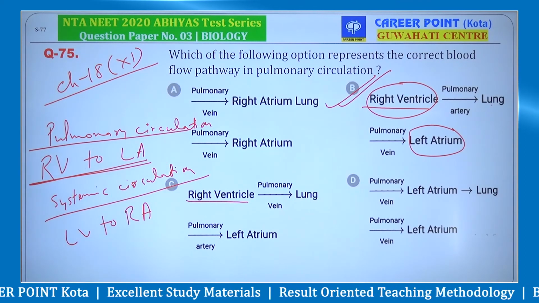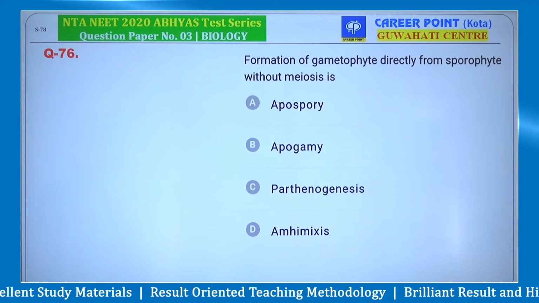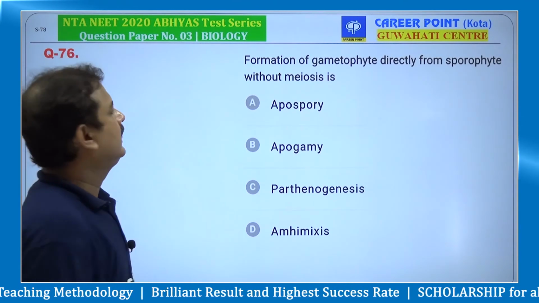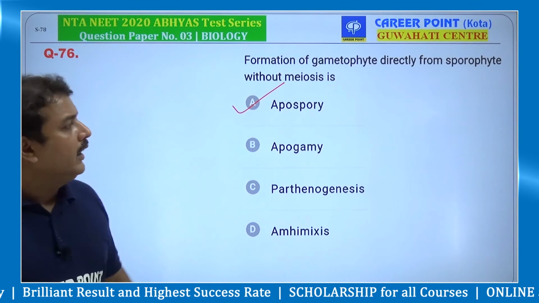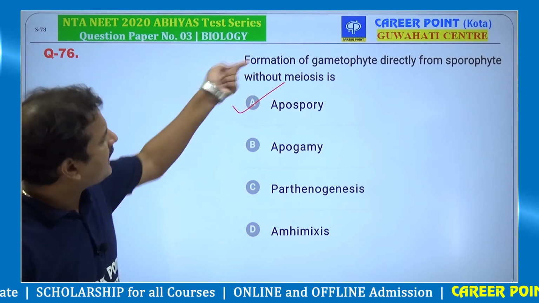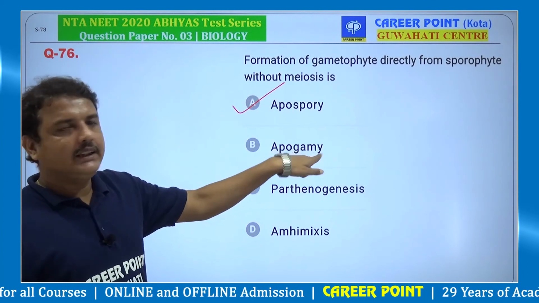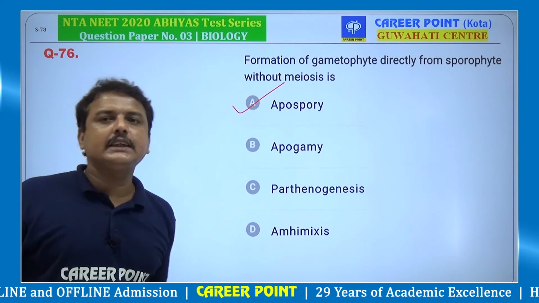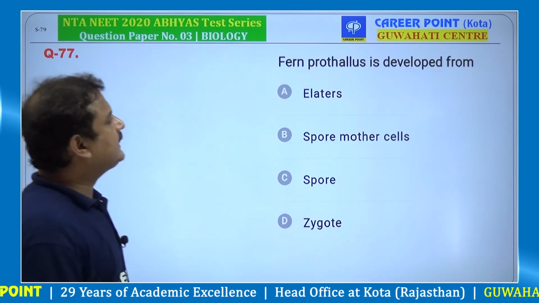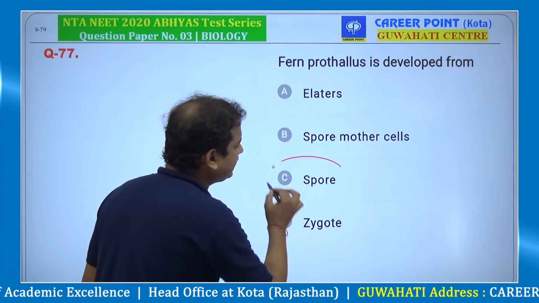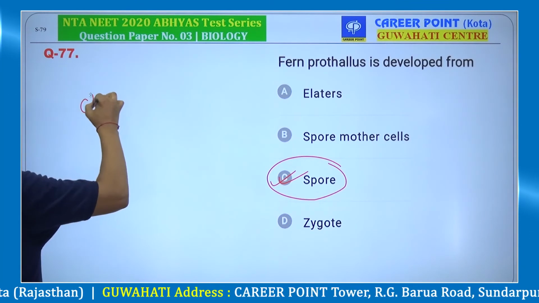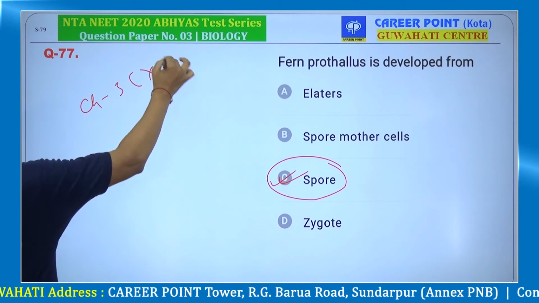Next. Formation of gametophyte directly from sporophyte without meiosis is apospory. If the gametophyte forms directly from sporophyte with meiosis, then it is apogamy, but without meiosis, that is apospory. Next, fern prothallus is developed from spore. It is directly from the NCERT book, chapter 3, class 11, plant kingdom.